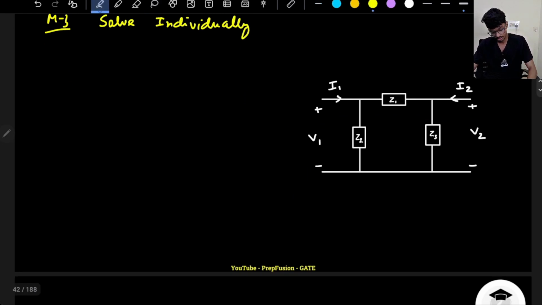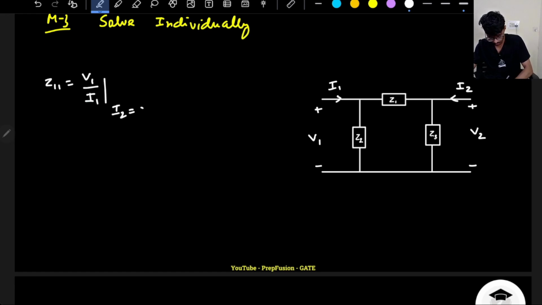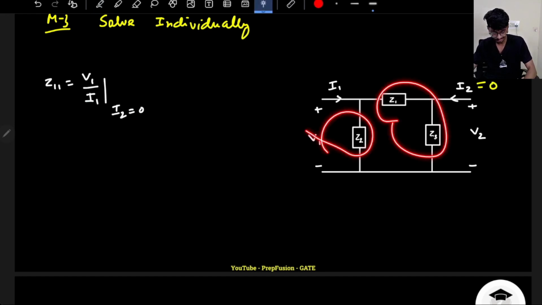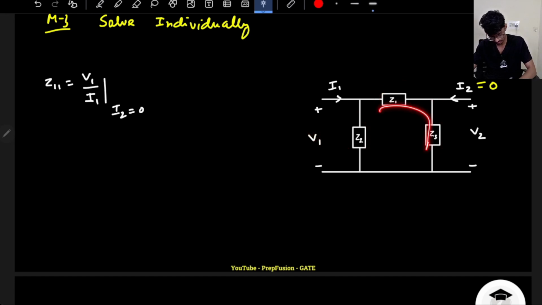Now what we do is, let's first find out Z11. Z11 is V1 by I1. Okay, so that is I2 equal to 0. So this will be open circuited. So basically, right, these two circuits are in parallel with each other because this is some current I1 dash, this is some current I1 double dash. So current division is simply happening here because these two are in series here.